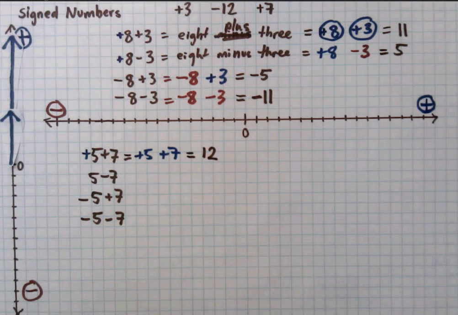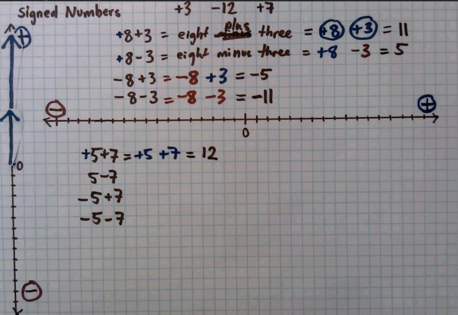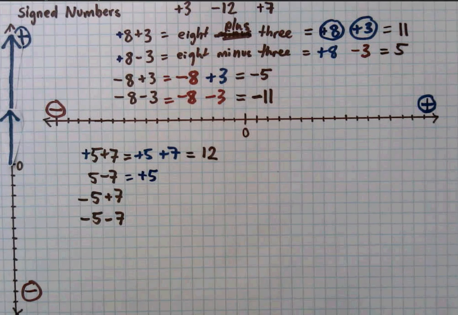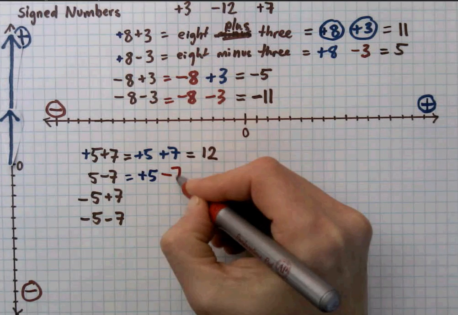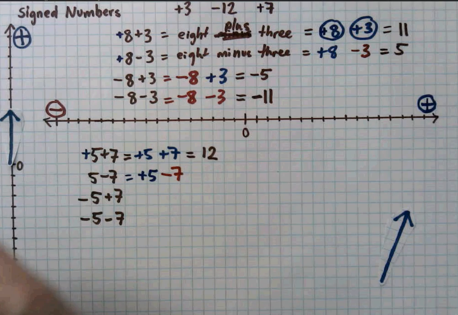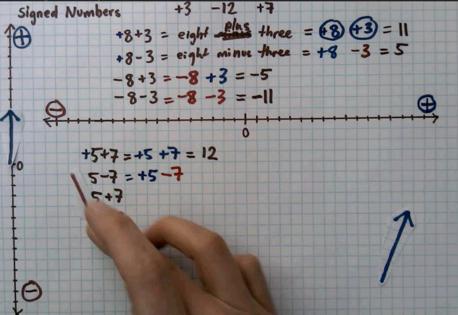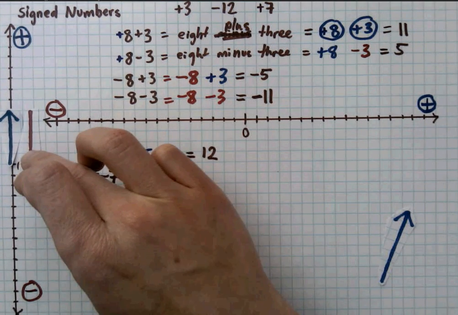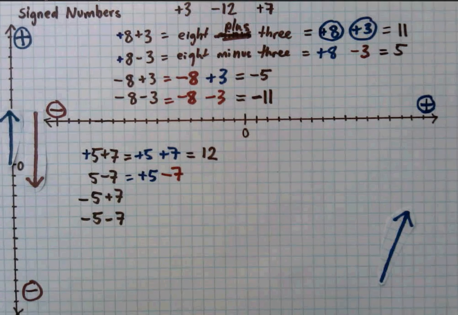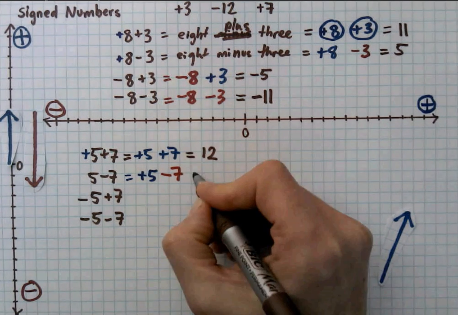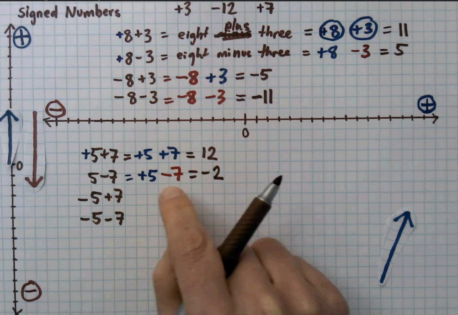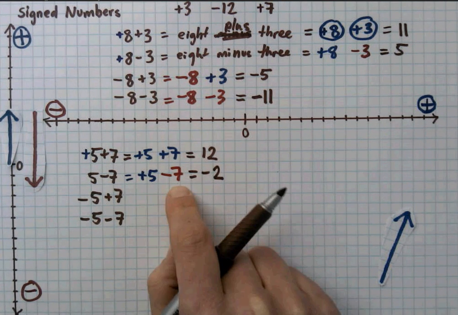In the next problem, I have a positive 5 being combined with a negative 7. This changes things a little bit. I still have that positive 5, but now my second value turns around and heads back past 0 and then even below 0. So my final answer is negative 2. If I had $5, but I owed you $7, I might give you 5, but I would still be owing you 2. So I'd be at a negative 2.